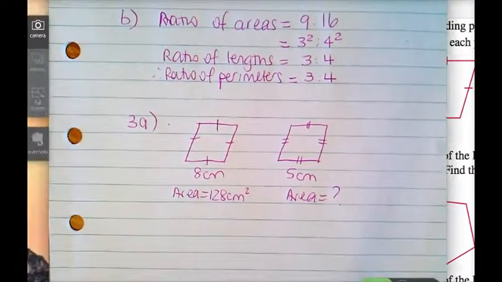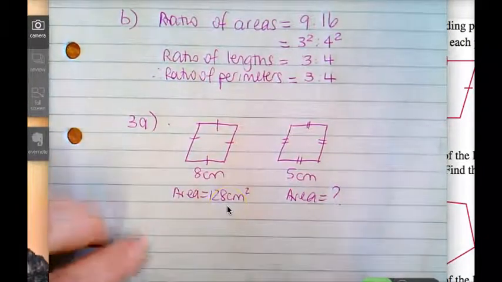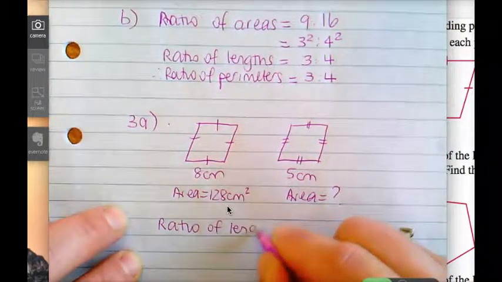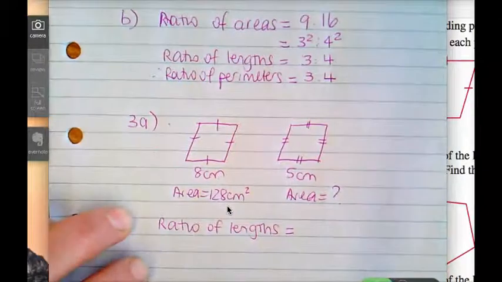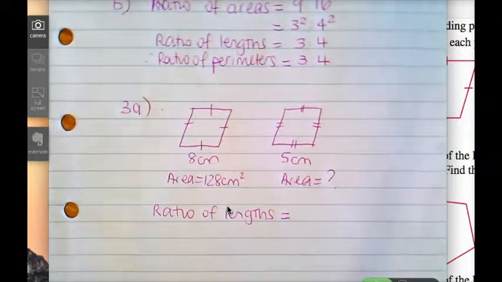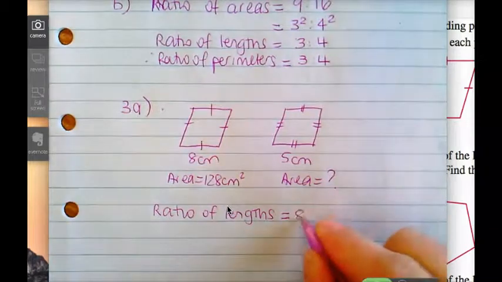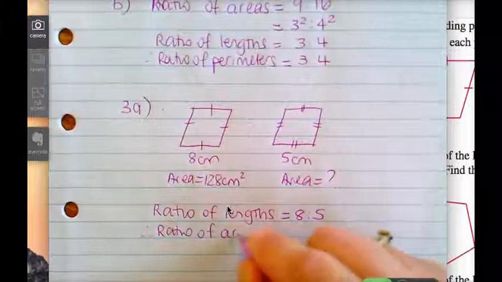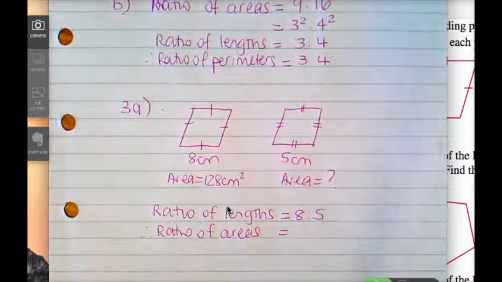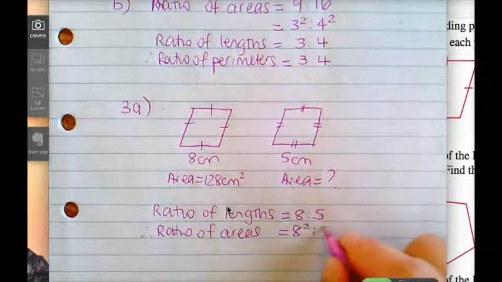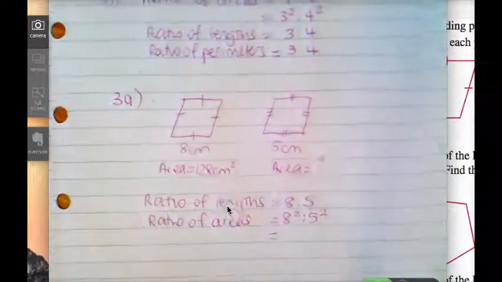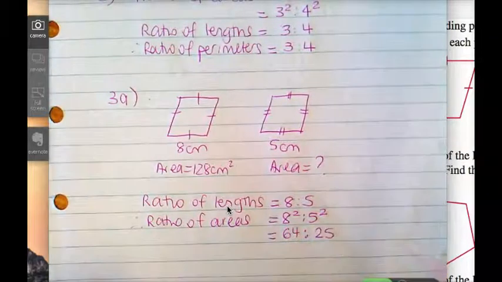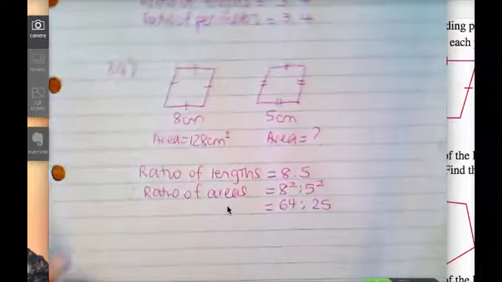Now, to do this, you can write your information out like this, and remember it's all about ratios. So ratio of the side lengths is what? Girls, we've got a complete set of side lengths, so that's what you start with. It's 8 to 5. Therefore, what is the ratio of the areas? No, it's not. 8 squared is to 5 squared. So the ratio of the areas is 8 squared to 5 squared, which is 64 is to 25. Now, I'm going to set up an equation. What now?